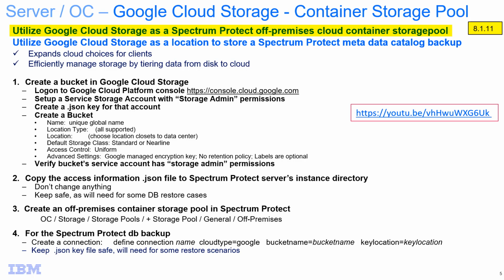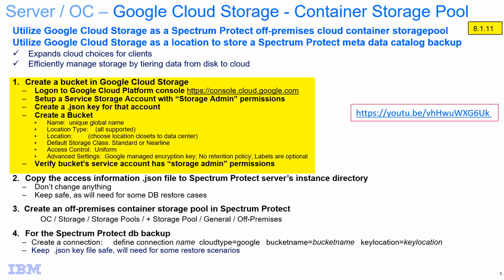The next enhancement is the ability for the Spectrum Protect server to use Google Cloud Storage as an off-premise container storage pool. And this will utilize Google Storage both as a container storage pool as well as a backup destination for the Spectrum Protect server metadata catalog. So this expands our cloud choice to include Google Cloud Storage, and it's going to help efficiently manage storage by being able to tier data from your disk container out to clouds, and in this case you'll be able to choose Google Cloud Storage.